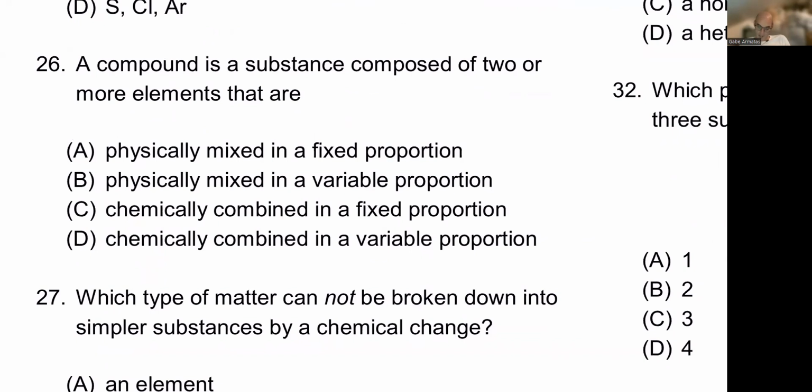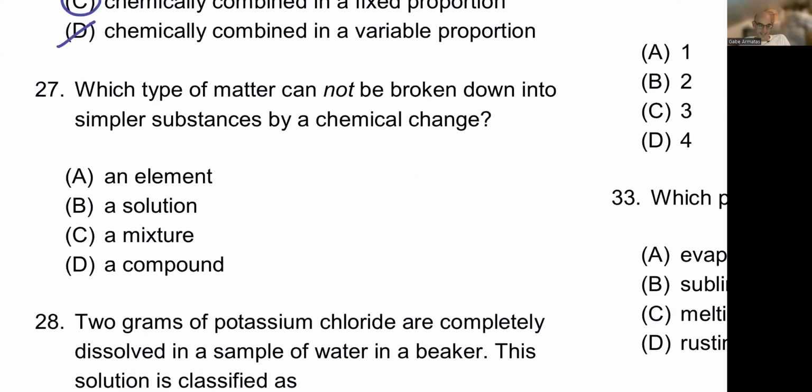All right. A compound is a substance composed of 2 or more elements that are chemically combined. Let's use H2O as the example. They are fixed. Every single water has 2 hydrogens and 1 oxygen. So they are going to have a fixed proportion. So I'm going to eliminate B and D because they're never variable. Water is always going to be 2 hydrogens, 1 oxygen. And they're chemically combined. I'm not mixing together hydrogen and oxygen to make it. These 2 things combine together to give me water.